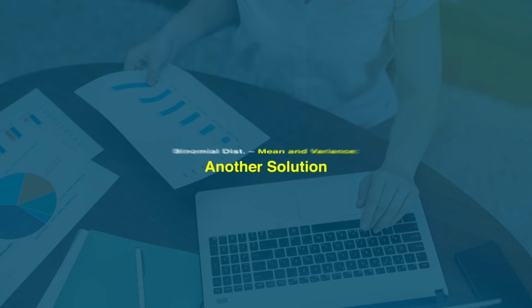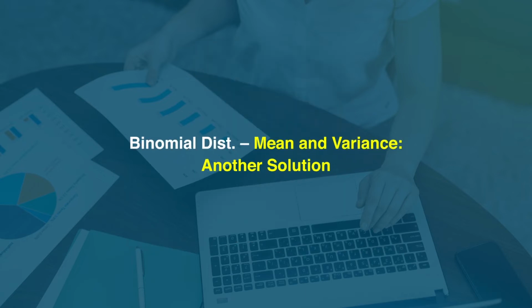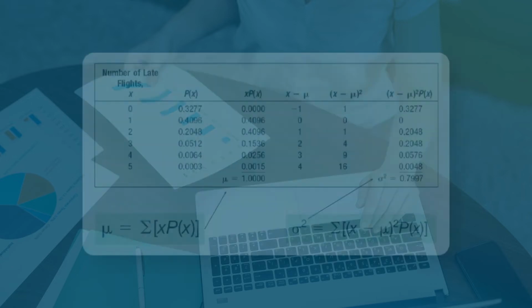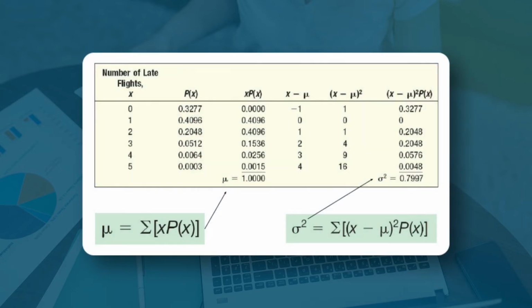For mean and variance, another solution is that if we take it with the help of formula, mu is equal to the summation of x times P(x), and sigma squared is equal to the summation of (x minus mu) squared multiplied by P(x), that is the probability of x. So this is the way we have done it.